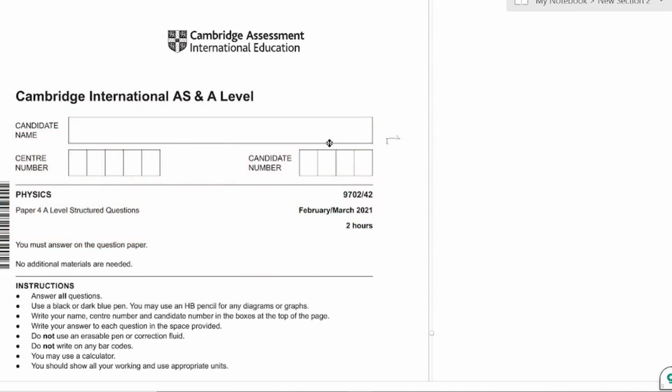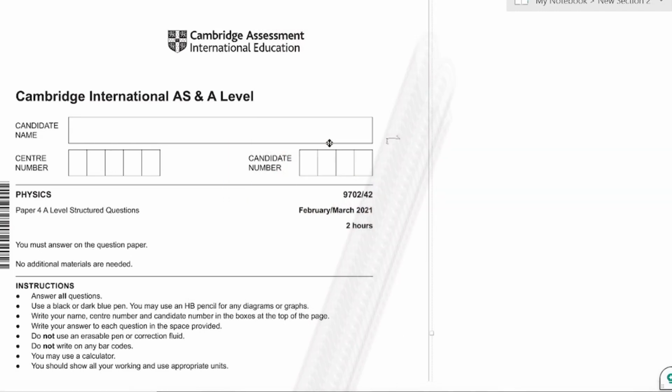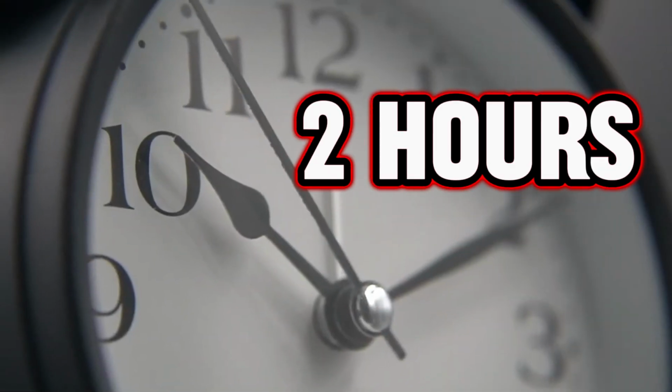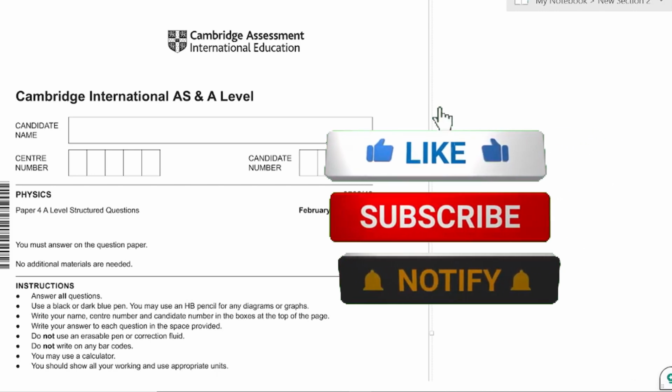Today we're going to be solving the February-March 2021 question paper 424 physics, and the question paper is 2 hours long, and we're going to go in depth explaining how some of the questions were supposed to be worked out.